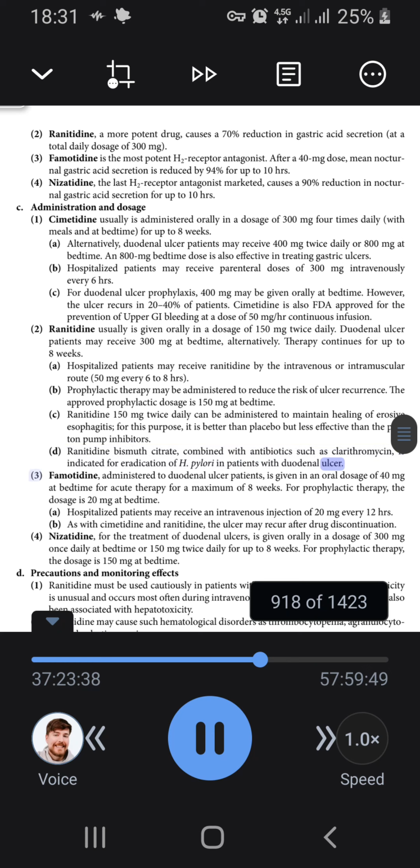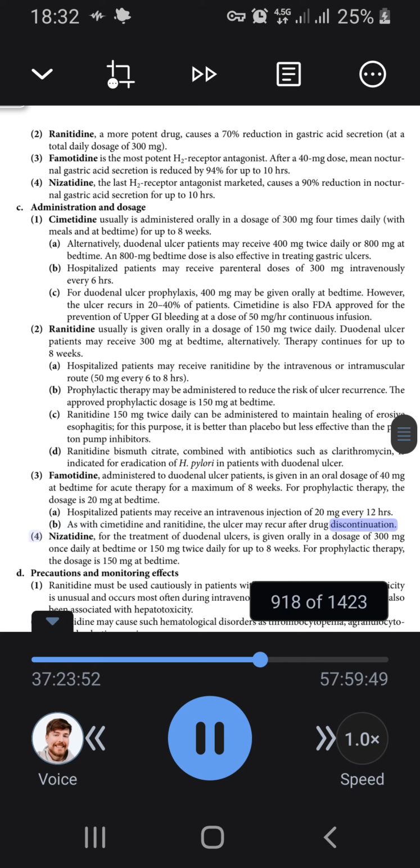3. Famotidine, administered to duodenal ulcer patients, is given in an oral dosage of 40 mg at bedtime for acute therapy for a maximum of 8 weeks. For prophylactic therapy, the dosage is 20 milligrams at bedtime. a. Hospitalized patients may receive an intravenous injection of 20 mg every 12 hours. b. As with cimetidine and ranitidine, the ulcer may recur after drug discontinuation.